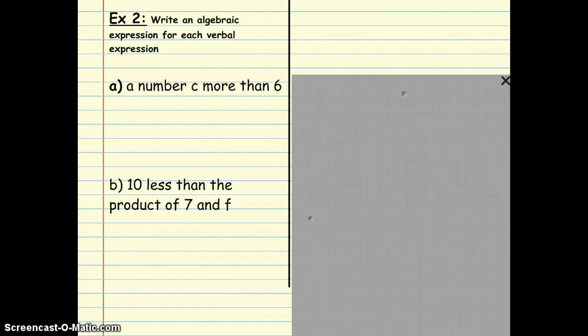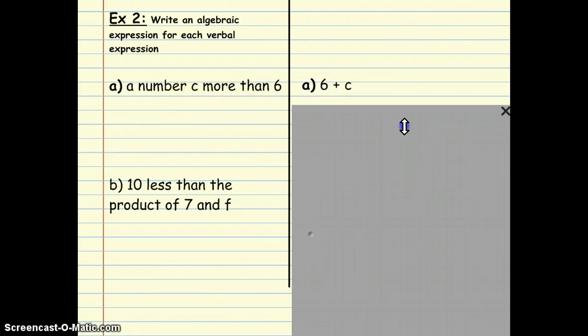Alright, moving on. Example 2, let's go the other direction. Let's write an algebraic expression for each verbal expression. So letter A says a number c more than 6. Well, more than I know means to add. So we've got to add c to 6. So we're going to have 6 plus c. It would be okay to have c plus 6 as well. For addition, the order does not matter.